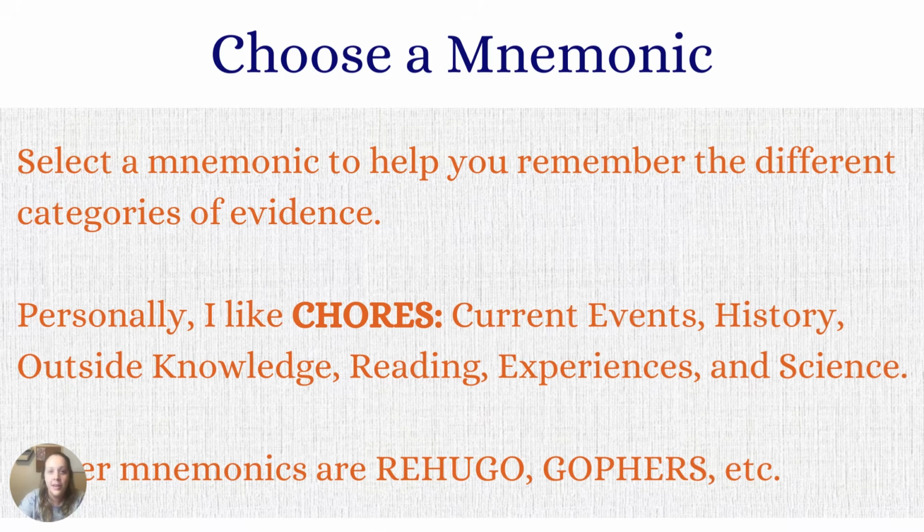So regardless of which mnemonic you choose, whether it's CHORES or Rehugo or Gophers, there's plenty of mnemonics out there. And like I said, they really all get you to the same place. Have a mnemonic because that will help you figure out different categories of your evidence, which really helps with the brainstorming process. Because for an argument essay for the AP Lang exam, there are no sources.